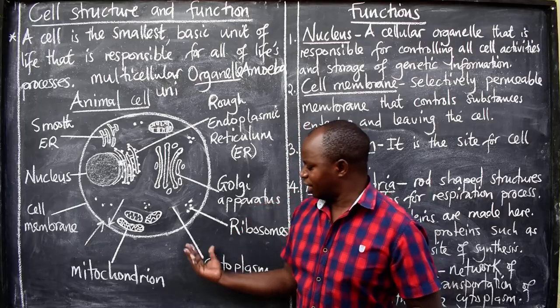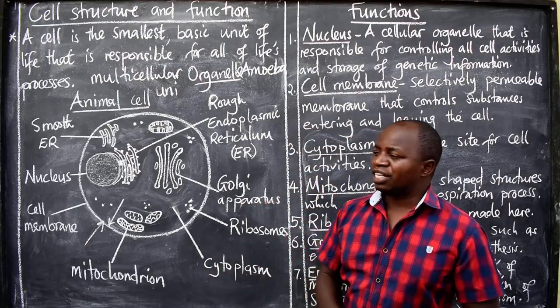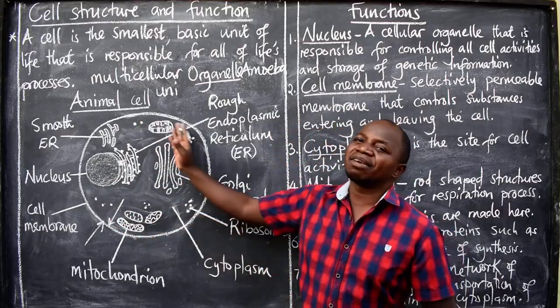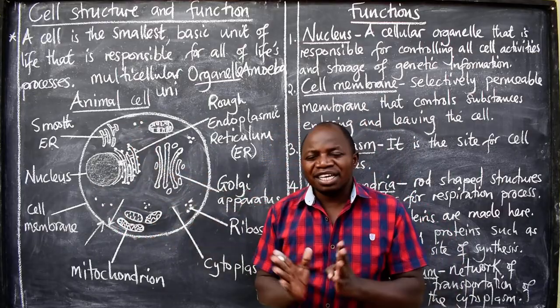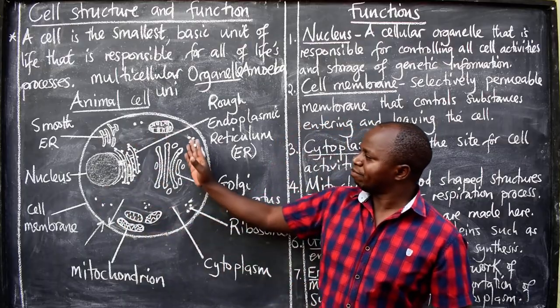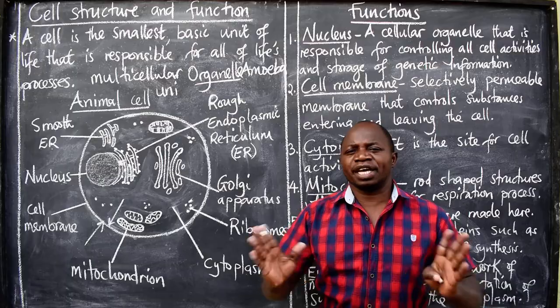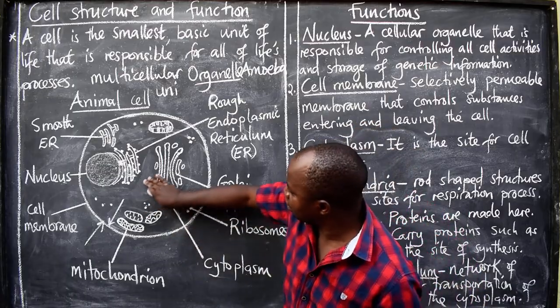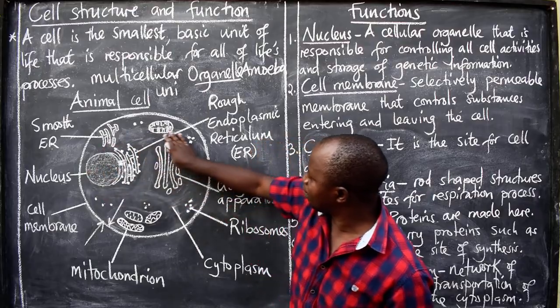The major function of the cytoplasm is to make sure that all cell activities take place. So it is the site or area where cell activities do take place. That is the cytoplasm. So all these things you are seeing, that is the cytoplasm.